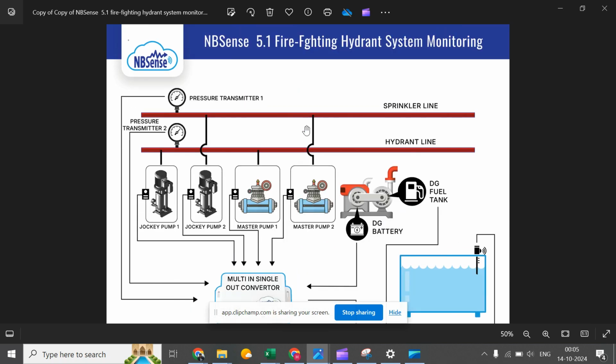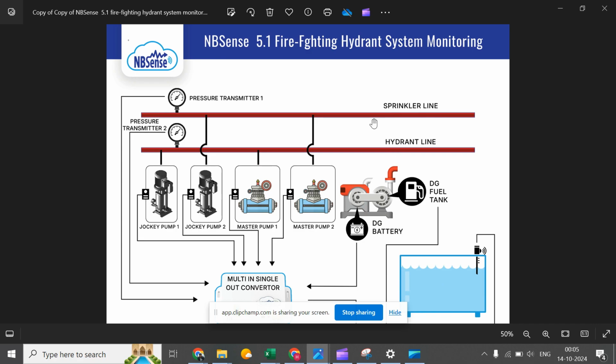So, in general, in a building there are two lines for the hydrant firefighting system. One is a sprinkler line, another is a hydrant line. The sprinkler line caters the pressure and sufficient water flow for individual sprinklers, which operate when the fire is detected or the fuse blows out. The hydrant line is where we can see the manual hose. There are valves at every floor, every section, which we can operate. That comes under the hydrant line.